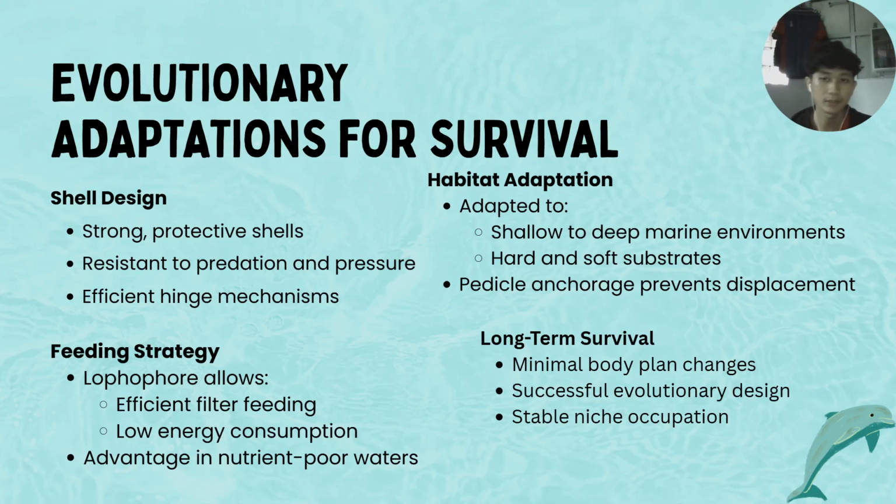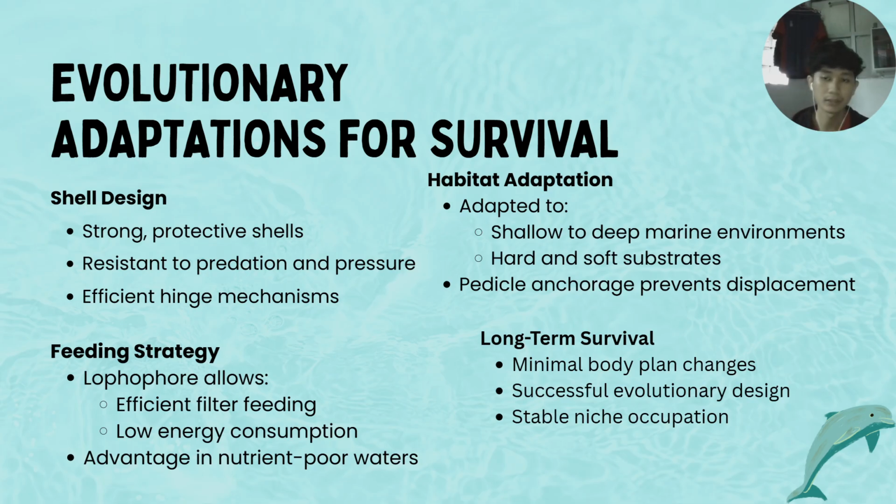So for the shell adaptation, the strong protective shell of lamp shells offers effective defense against predators and environmental stress. So the shell design also helps withstand pressure within deeper marine environments. So the second one is feeding strategy. The first point is lophophore allows efficient filter feeding and low energy consumption. The next point is advantage in nutrient-poor waters.